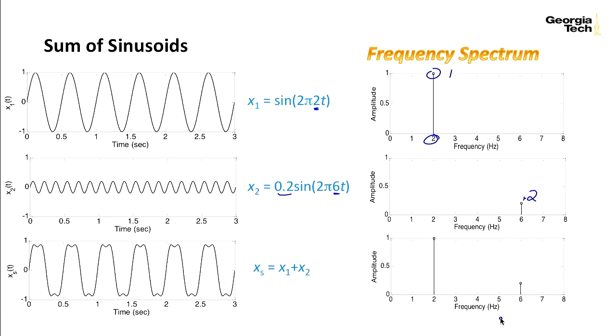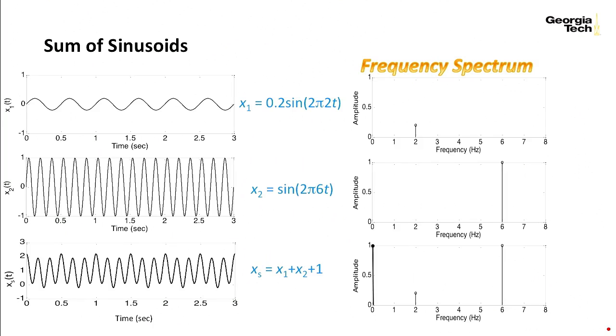A couple things to notice about this is that if I look at this signal in the time domain, it looks like it's dominated by a low frequency. It looks mostly low frequency. And that domination of the low frequency is more evident in the frequency spectrum because you can see that this amplitude is much larger than this amplitude.